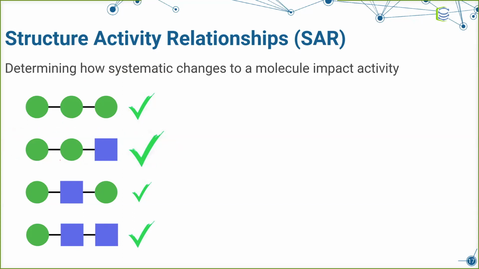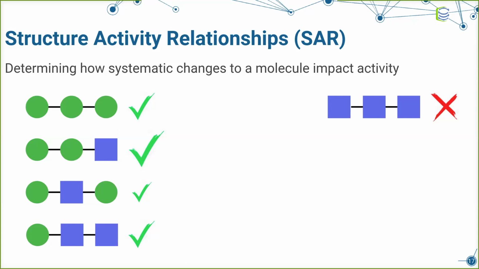So having a square in this position actually is detrimental to its activity. But let's go one step further. What happens if we get rid of the green circles altogether and we have a molecule that's entirely blue squares? And then you'll find all of a sudden something interesting will happen where you will break your activity. You will no longer have a molecule that will interact strongly or be active.